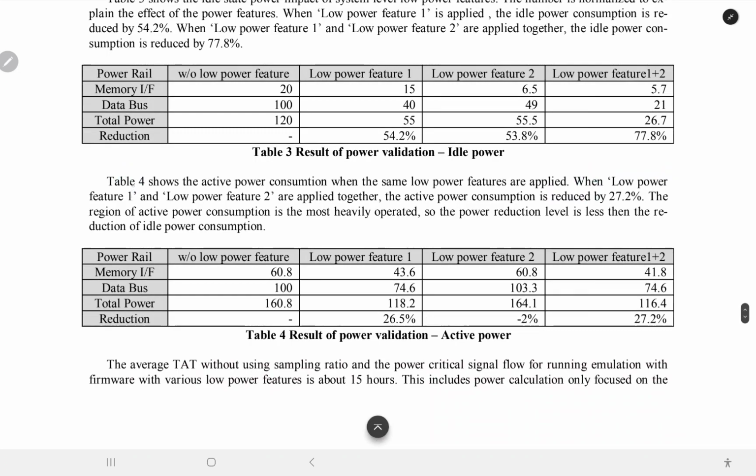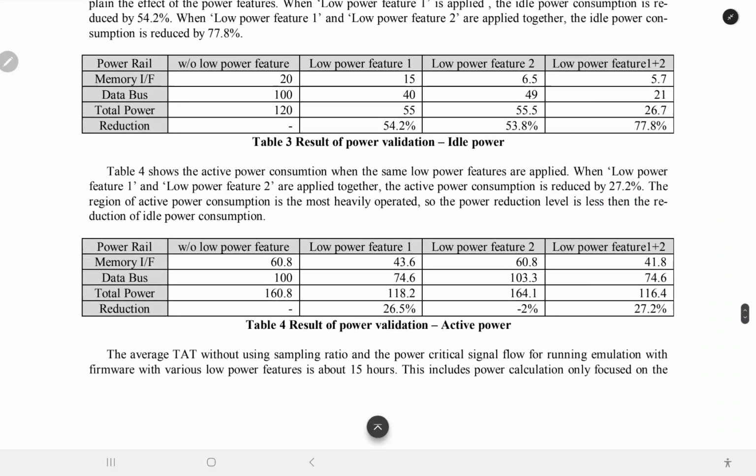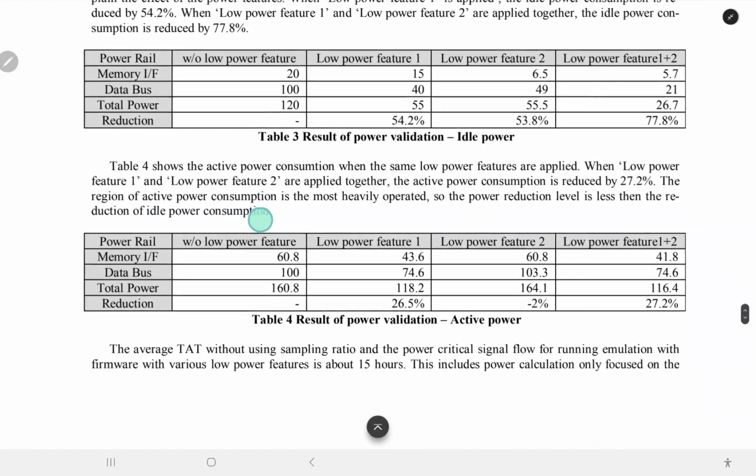Table 4 shows the active power consumption when low power features are applied. When low power feature 1 and low power feature 2 are applied together, the active power consumption is reduced by 27.2%. The active region is where the most power is consumed, so the reduction is smaller than in the idle state.